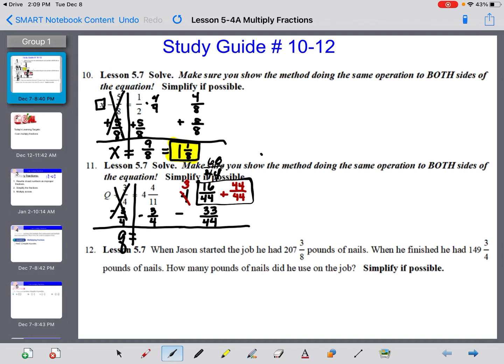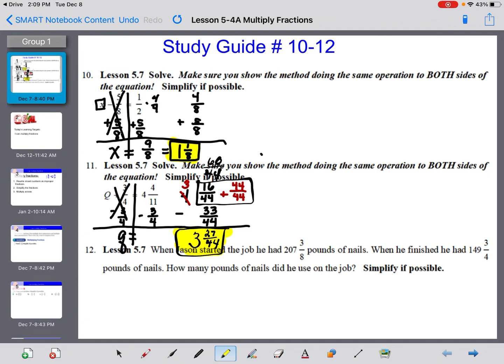60 minus 33, now I can do that. And I get 27/44. And then 3 minus 0 is 3. My answer is 3 and 27/44. Make sure you're able to do each of these problems because each of these problems is coming up on your upcoming assessment.